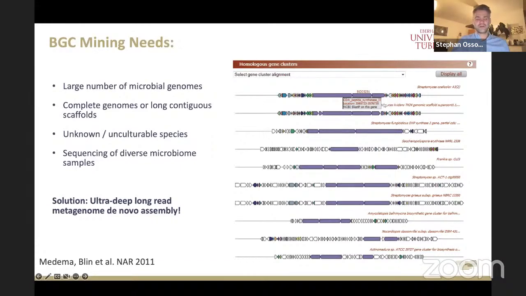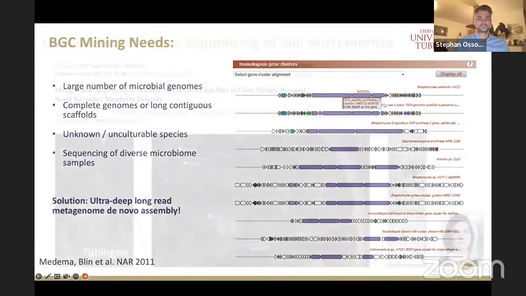So you finally want to sequence really highly diverse microbiomes, like soil microbiomes, to find as many as possible. And the general solution to that is, again, ultra-deep sequencing, because the deeper you sequence, the better will be your assemblies, the more stuff you will find, and the more comprehensively you can describe your microbiome.